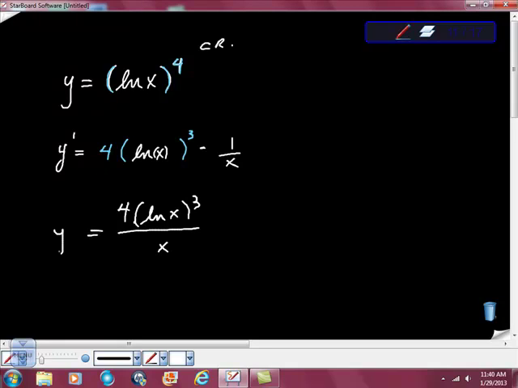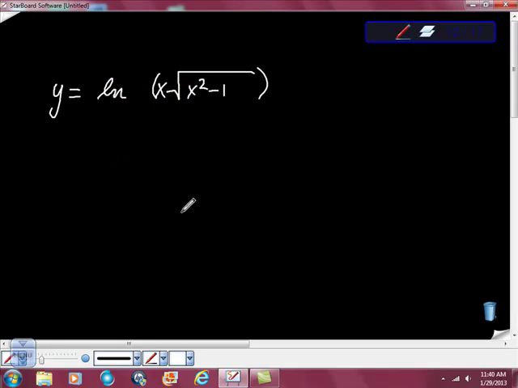This is kind of important because when you're taking the multiple choice part of the AP exam, they're going to try to get you this way. So remember, this is not ln of x to the fourth power. It's ln of x, quantity to the fourth power. You see the difference? Really important. Let's do one more.